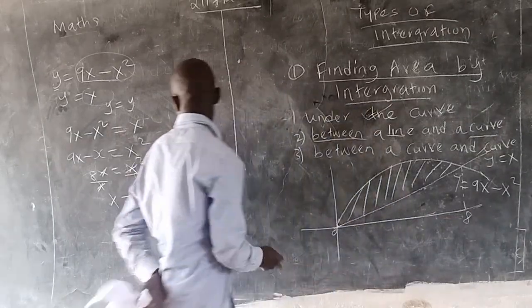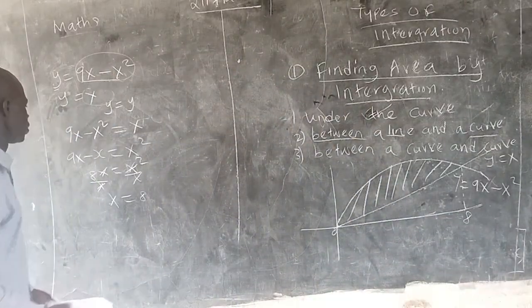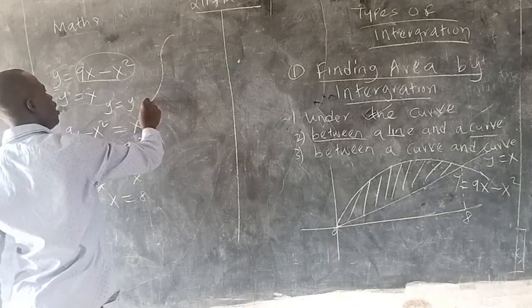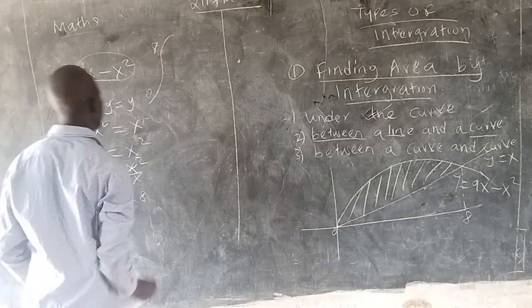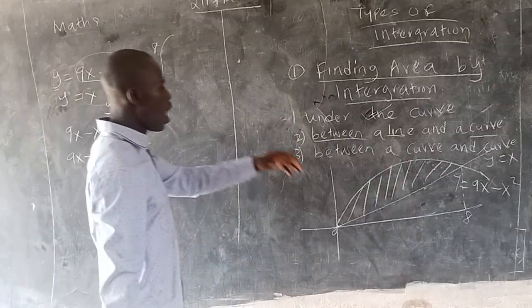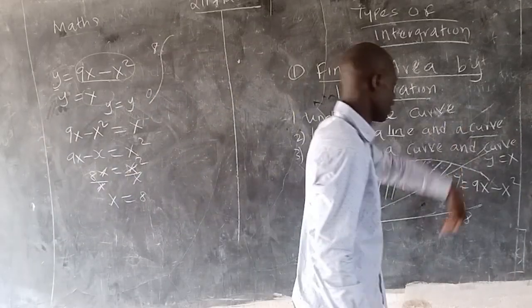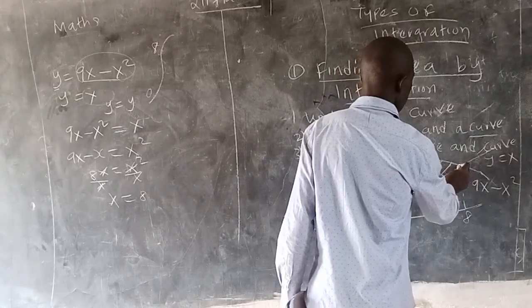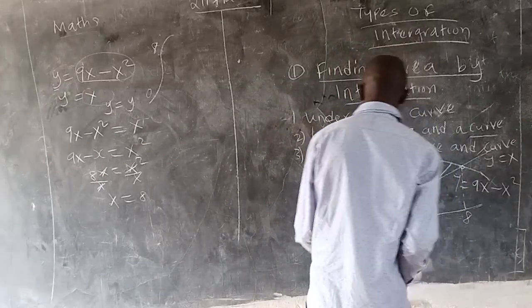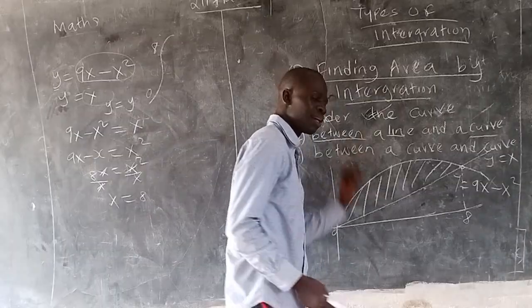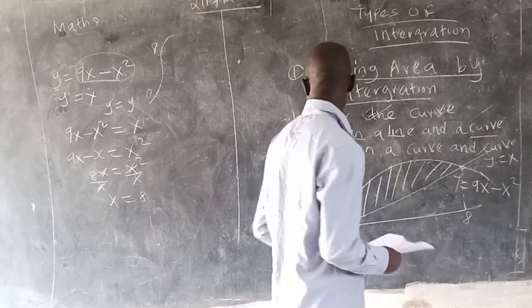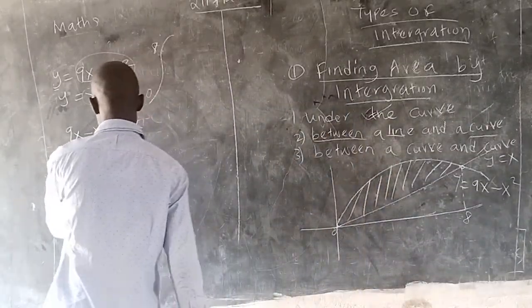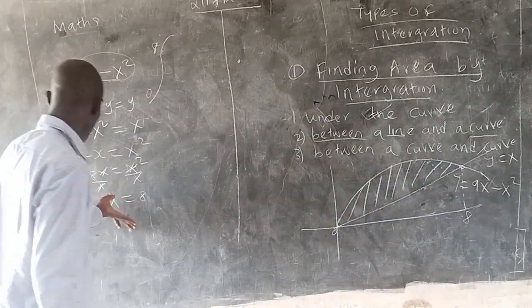Now you have got the limits of integration. So it means you will integrate from 0 to 8. Dear students, that's how we get the limits of integration. To get the limits of integration, you first of all equate. In a question, you can be given the limits. In another question, they may not give you the limits so that you'll be able to get more marks.